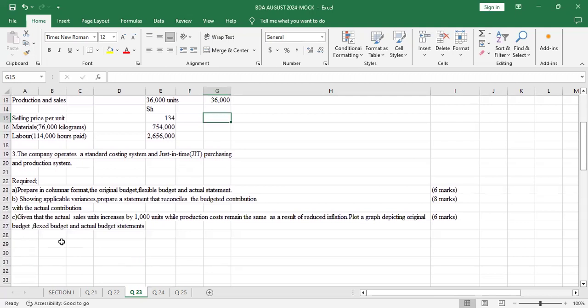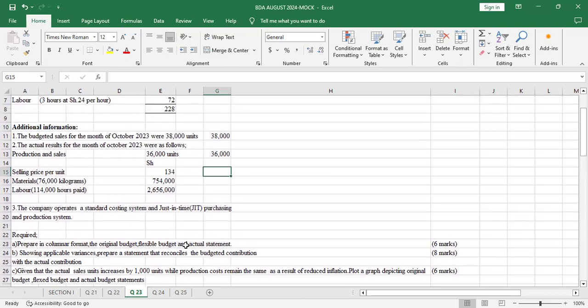Required in A, prepare in columnar format the original budget, flexible budget, and actual statement. Number B, showing applicable variances, prepare a statement that reconciles the budgeted contribution with the actual contribution. Number C, given that the actual sales units increase by 1,000 units while production costs remain the same as a result of reduced inflation, plot a graph depicting original, flexed, and actual budget statements. So we'll do this question.